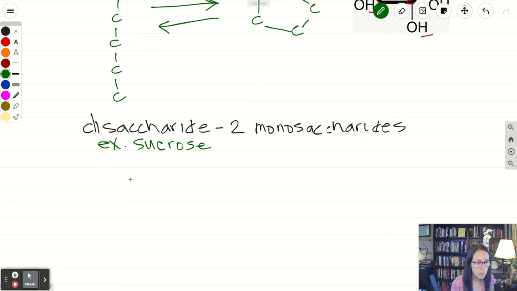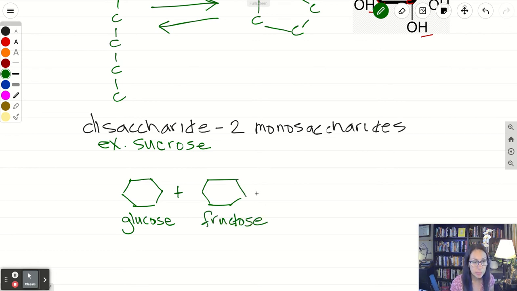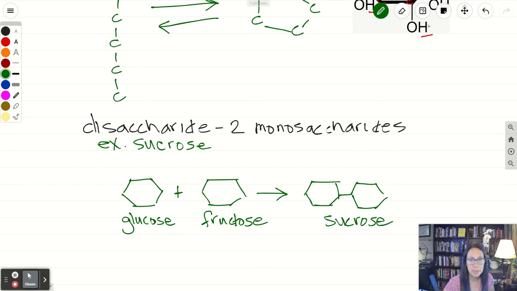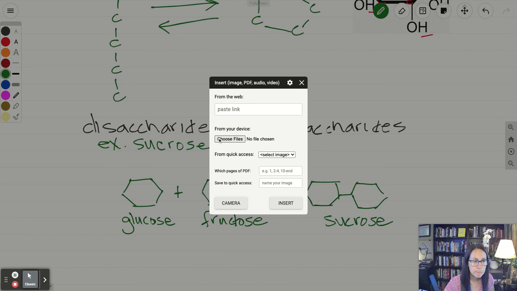So let me draw that. We have one glucose. I'm just going to draw it like this. So this is glucose plus another 6-carbon monosaccharide called fructose. They look very similar to each other. And when they stick together, you have these two monosaccharides bound together. This happens through a dehydration reaction, and this is called sucrose. So this is what you eat all the time. And let me show you a picture of that.